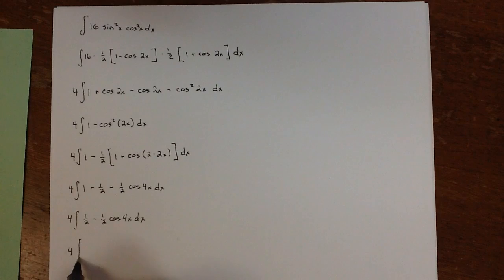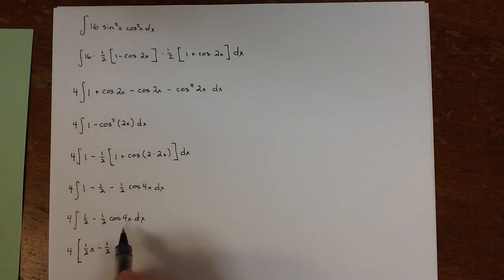We get 4 times, integrate that, we get 1/2 x. Integrate this, we've got the 1/2 on the front. Cosine 4x, if I integrate cosine, I get positive sine of this. And I have to divide by 4. And get this, add c. And distribute that 4 through there, I get 2x minus 1/2 sine 4x plus c.